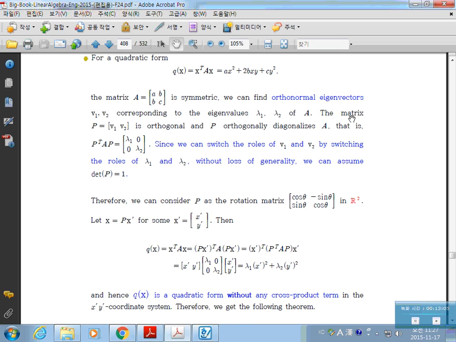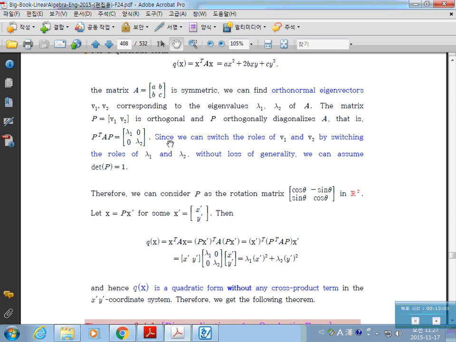Okay, so as I mentioned, since we can switch the role of V1 and V2 by switching the role of lambda 1 and lambda 2, without loss of generality we can always assume that the determinant of P is equal to 1. That's the orthogonal matrix. So the determinant of P can be 1 or -1. But if it is -1, just change the locations of the first two eigenvalues, then the columns of the P matrix will be switched once, and the sign of the determinant will change. So you can always have an orthogonal matrix P whose determinant is equal to 1.